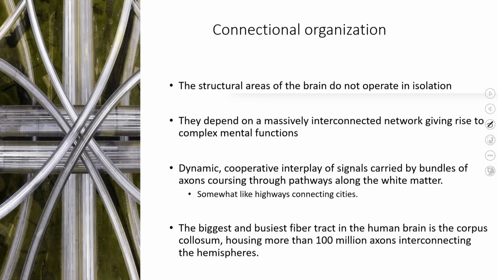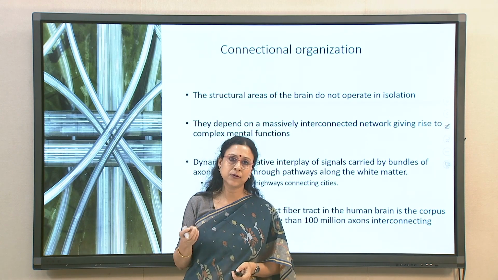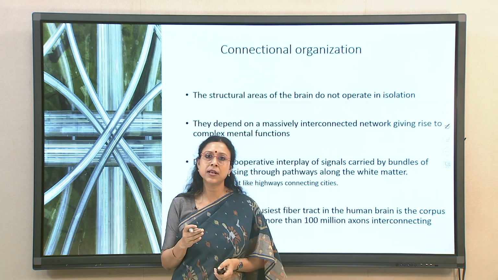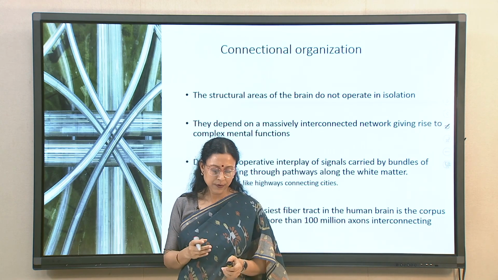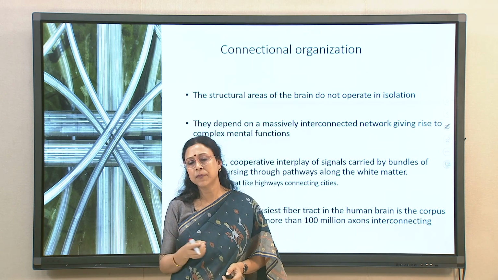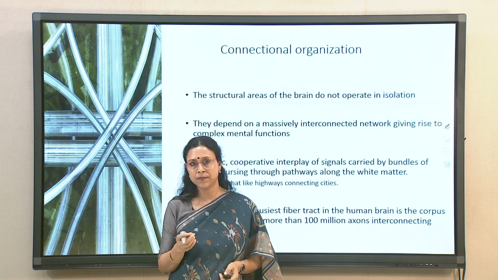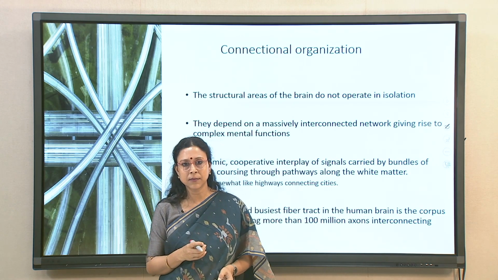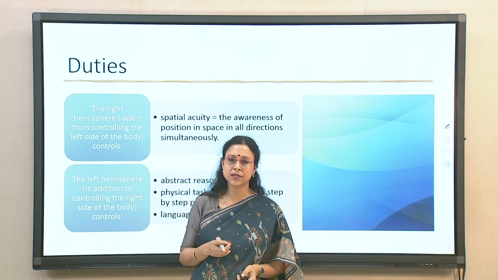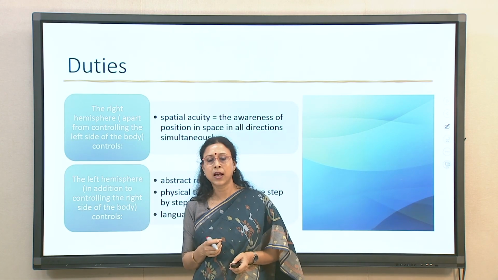There are many such connecting pathways. The most important one, the biggest and the most visible one, is the corpus callosum, which houses more than 100 million axons interconnecting the hemispheres. In fact, there is research where, to understand the working of one particular hemisphere, we artificially disconnect the brain by putting to sleep the corpus callosum or one particular hemisphere and so on, in order to understand the working of the other part of the brain. Anyway, the corpus callosum is the biggest connecting highway, so to say.